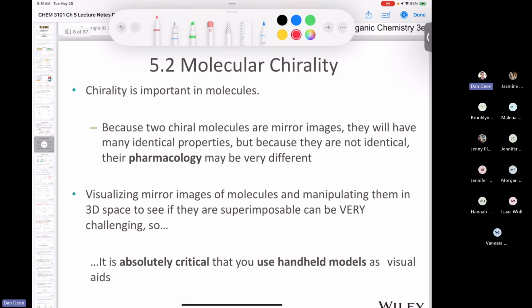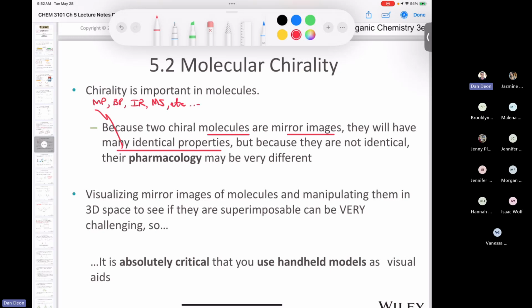So why is chirality important in molecules? It's because if you have two chiral molecules that are mirror images, they're going to have many identical properties, meaning they're going to have the same melting point, the same boiling point. Their infrared spectrum is going to look identical. Their mass spec is going to be identical, etc.